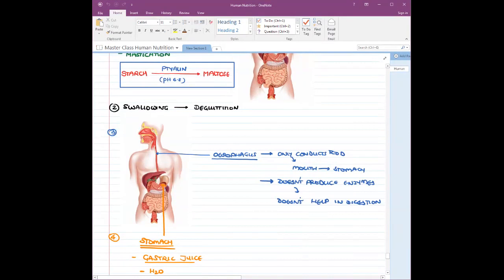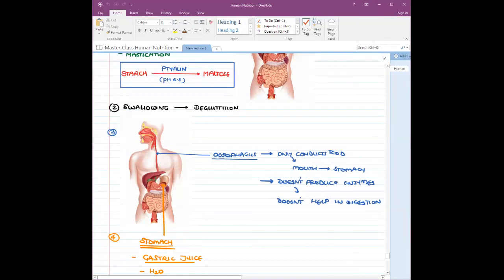So once the food is there in the esophagus, is the esophagus really going to help in the digestion process? No. What is it going to do? It is going to only help in the conduction of food from the mouth into the stomach. That's it. And how is it going to do that? It is going to do that with the help of peristalsis, meaning with the help of waves of alternate contraction and relaxation.